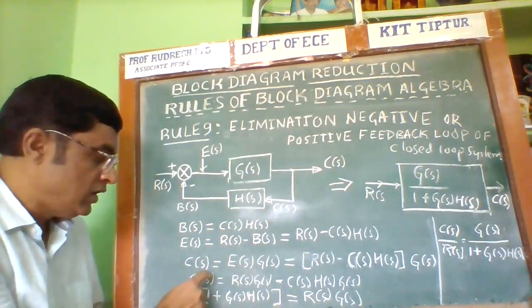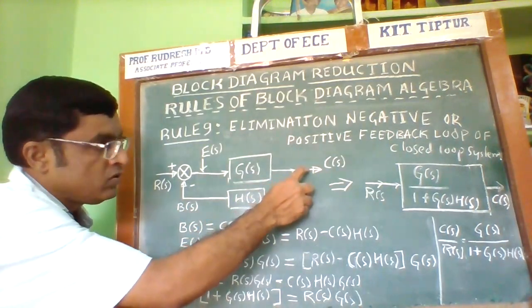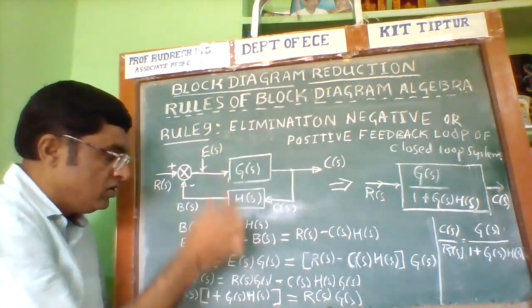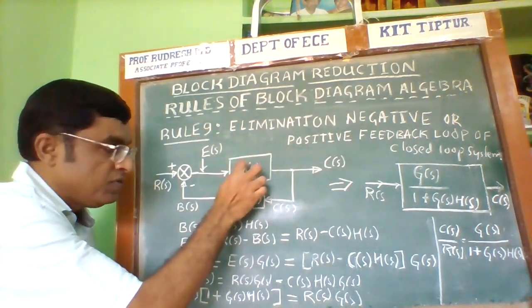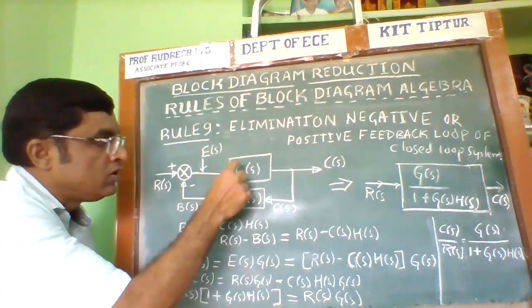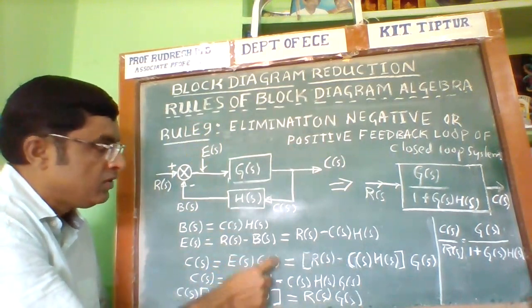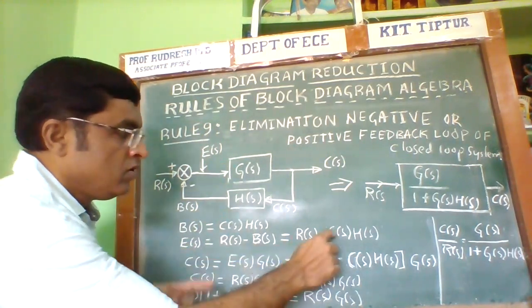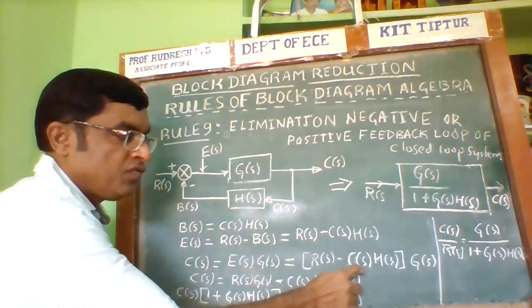Next, similarly, what is the C of S value? I want to calculate C of S. C of S is E of S into G of S. The input to the transfer function block is E of S, and the transfer function is G of S. Therefore, what is the E of S value now? E of S is R of S minus C of S into H of S.